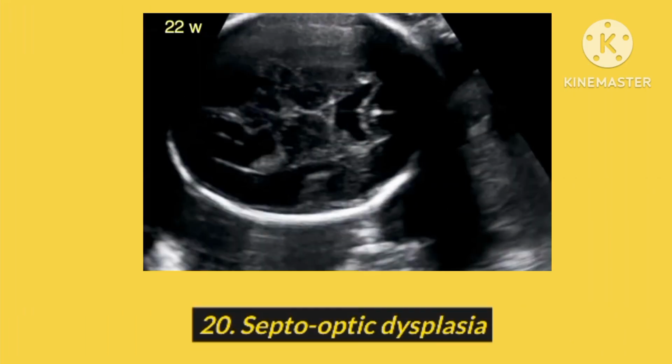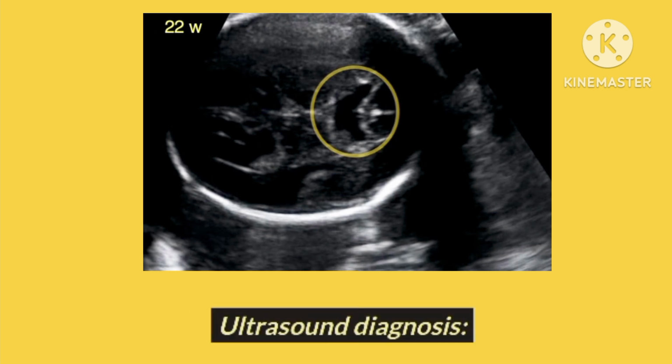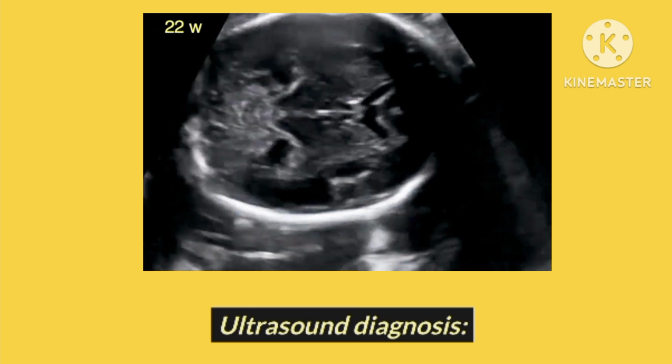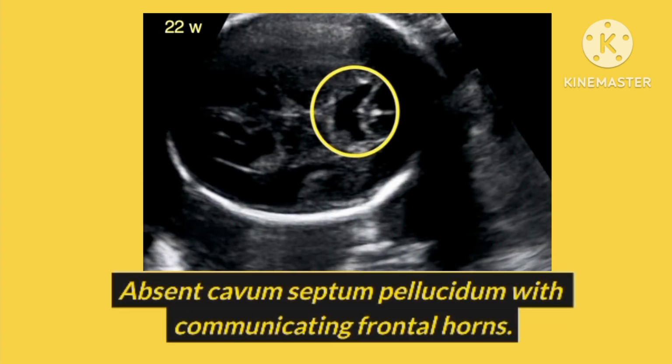Number 20, septo-optic dysplasia. Ultrasound diagnosis. Absent cavum septum pellucidum with communicating frontal horns.